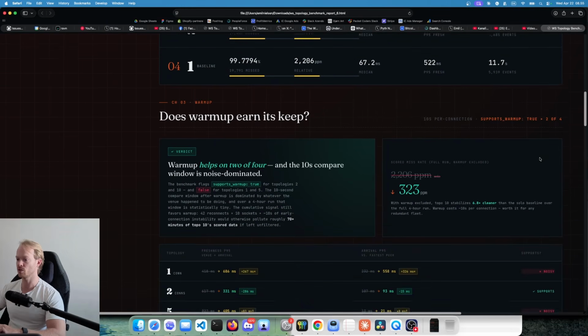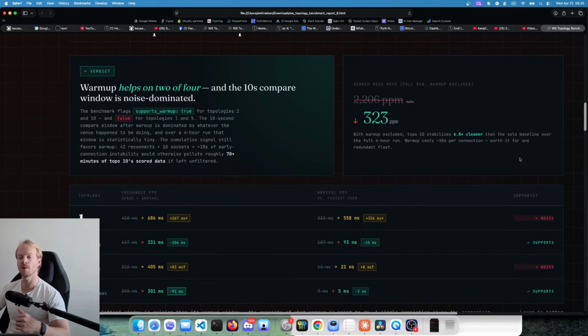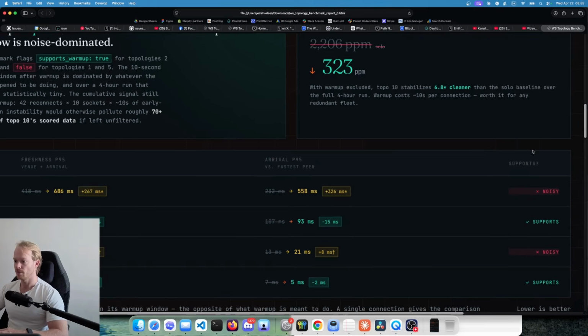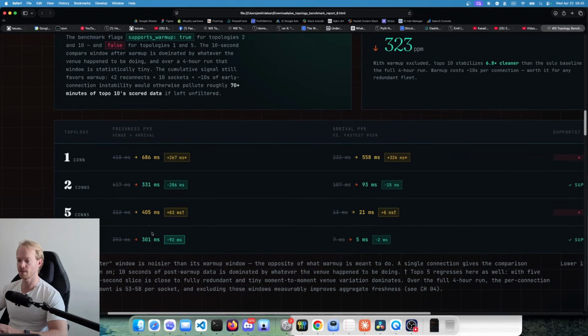Another thing that I was measuring is, because I heard people talking about warming up their connections, I measured what happens if you warm up the connection first. So I added a 10-second warm-up window before I started using the data. And if you look here now, this one is reversed. We have 1 connection, 2 connections, 5 connections, and then below here is 10 connections.